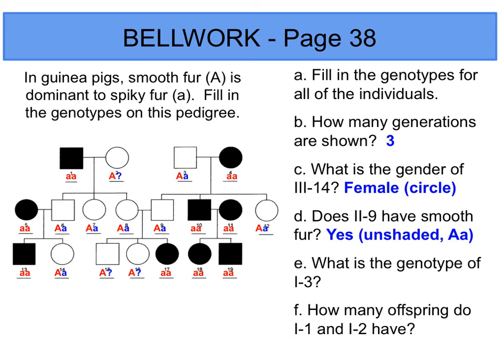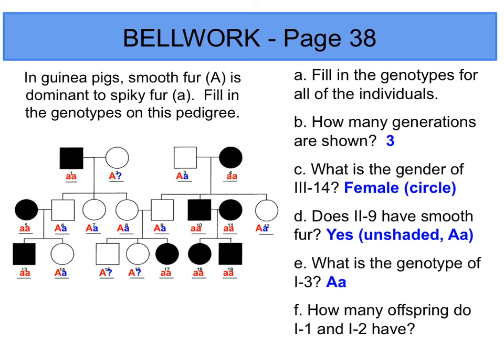The next one is, what is the genotype of 1-3? And for this one, we have the answer. You just have to remember what genotype means. Genotype is the combination of 2 letters or 2 genes that an organism has. So this genotype of this guy is big A, little a, or heterozygous.